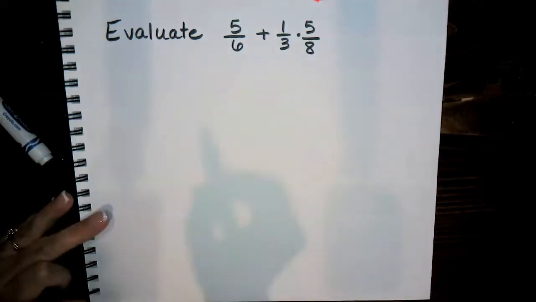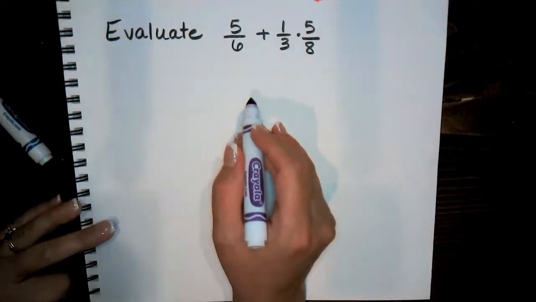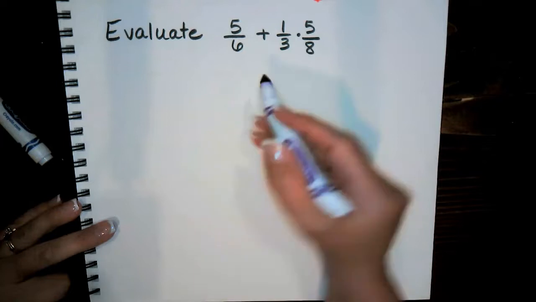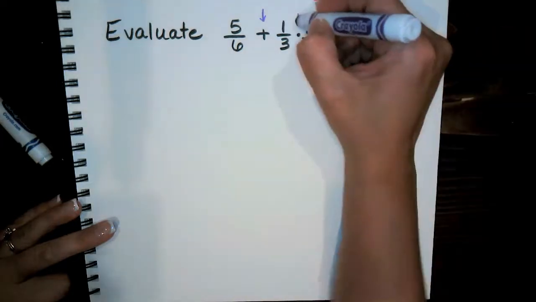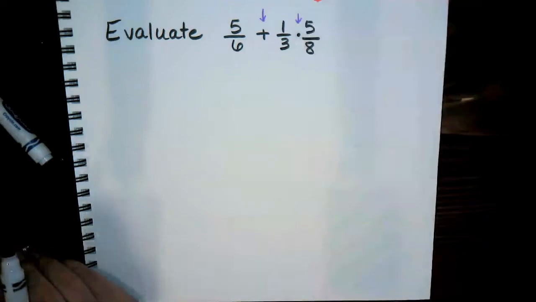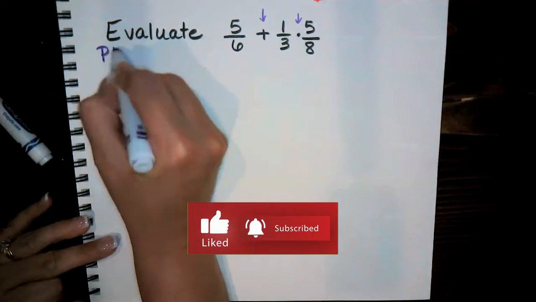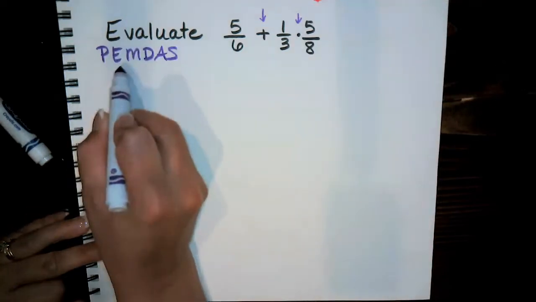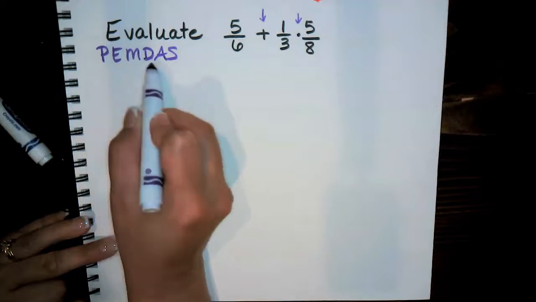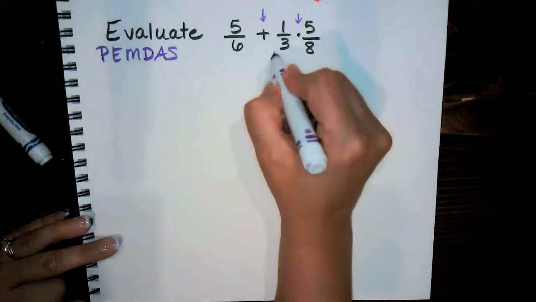In this video, we're going to look at simplifying or evaluating this fractional expression. Something I have to look at is that I have an addition and I have a multiplication. So I have to decide which one I do first. If we remember PEMDAS, we do parentheses, exponents, multiply or divide, then add or subtract. So that lets me know I'm going to do this multiply part first.